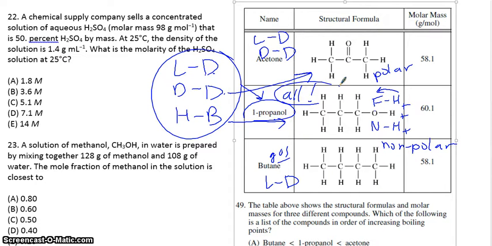Now, these forces then influence physical properties, not chemical, but physical properties. So the question asks us, which is a list of the compounds in order of increasing boiling points? We should say that the highest boiling point will be propanol because it has the strongest intermolecular forces. The lowest boiling point would be butane. It has the least intermolecular forces. Now notice they give us the same molar mass, and that's because dispersion forces will be, as we'll see in a minute, dependent on the size, which is the mass, of the molecule.